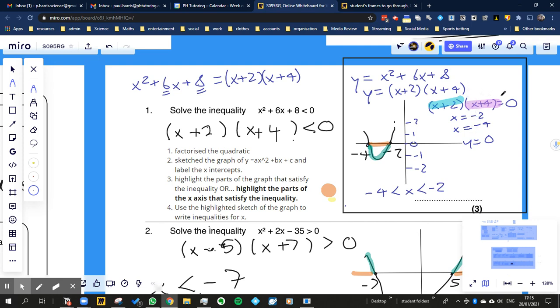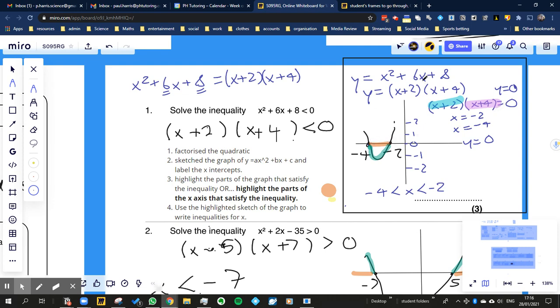So for when y equals 0, then that multiplied by that must equal 0, which means either that is equal to 0 or that is equal to 0, because when you multiply them together, they equal 0. Therefore, x is either minus 2 or minus 4 for the situation when y equals 0. So it crosses the x-axis at minus 4 and minus 2.